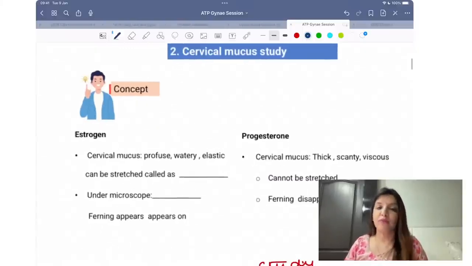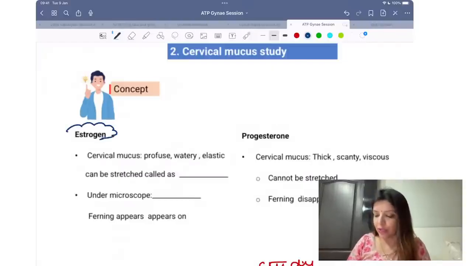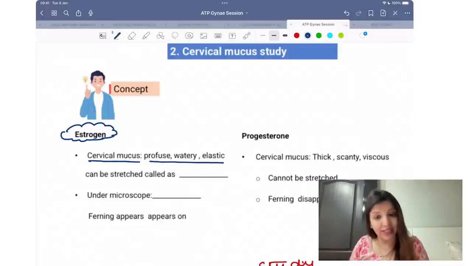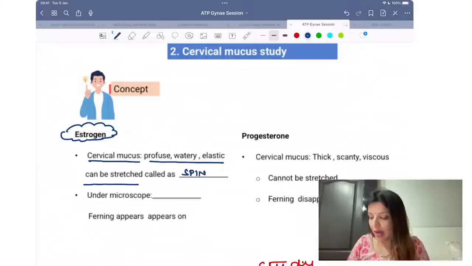Coming to cervical mucus study. Please remember, under the effect of estrogen, ये बहुत बार क्वेश्चन पूछा गया है कि सर्वाइकल म्यूकस की कैरेक्टरिस्टिक क्या होती है अंडर द इफेक्ट ऑफ ईस्ट्रोजन. Under the effect of estrogen, cervical mucus is profuse, watery, elastic and it can be stretched. This is called as spinnbarkeit.